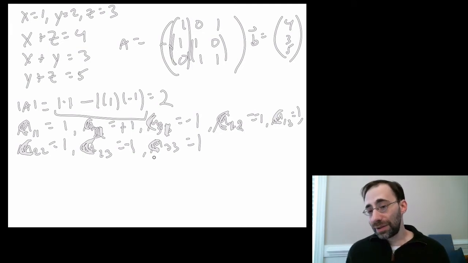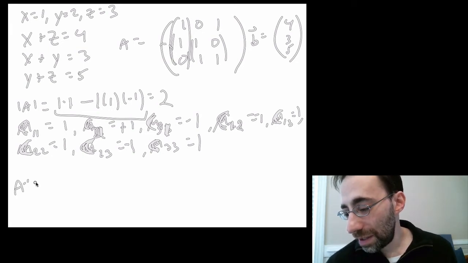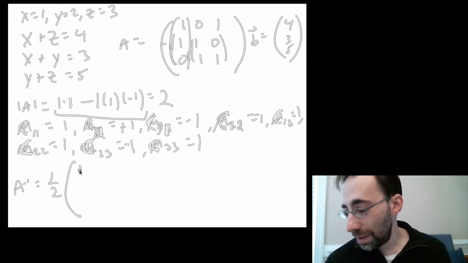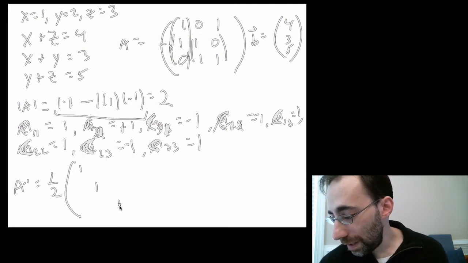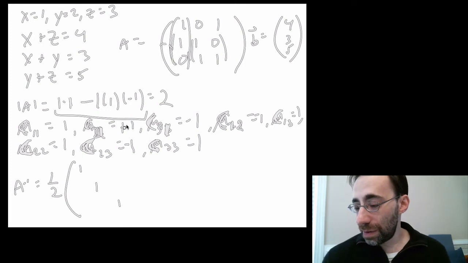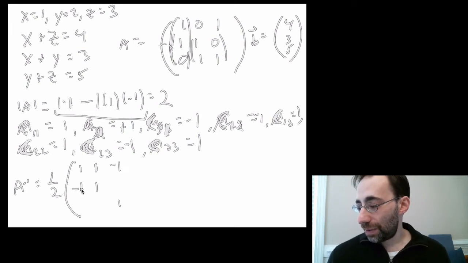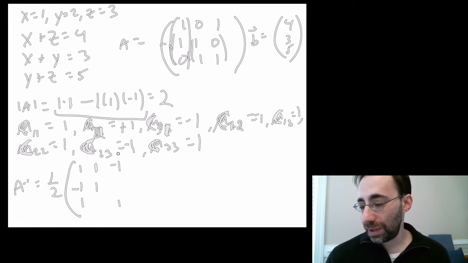You want the transpose of the cofactor matrix to give the adjoint matrix. So the inverse is going to be 1/2 times C11, C22, C33 on the diagonal. C21 will go in the 1,2 spot. C31 will go in the 1,3 spot. C12 goes in the 2,1 spot. C13 goes in the 3,1 spot. C23 goes in the 3,2 spot.